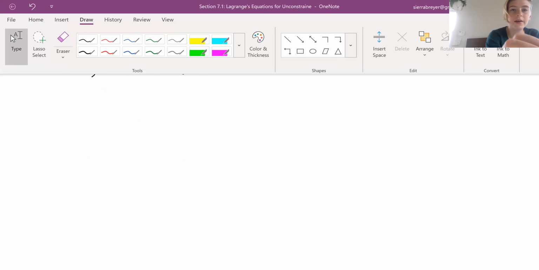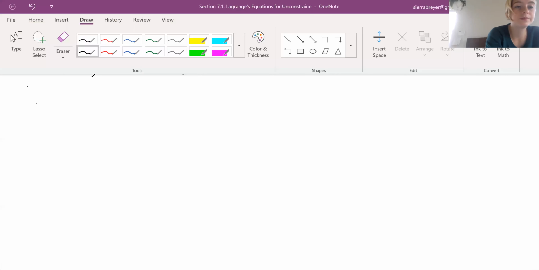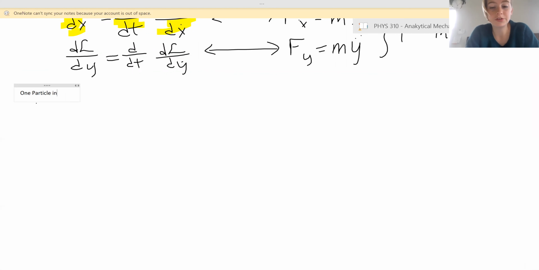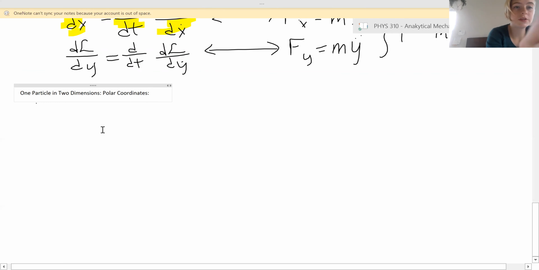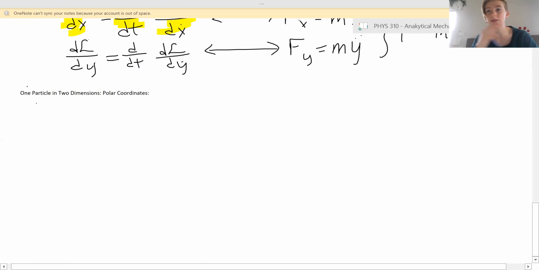All right. So the next thing it has us do is we're going to do the exact same thing, but in polar coordinates. So we're going to deal with one particle in 2 dimensions, but we're going to do it in polar coordinates this time. So how we're going to deal with that is we're going to do it quite simply the exact same way, but with a few slight differences.